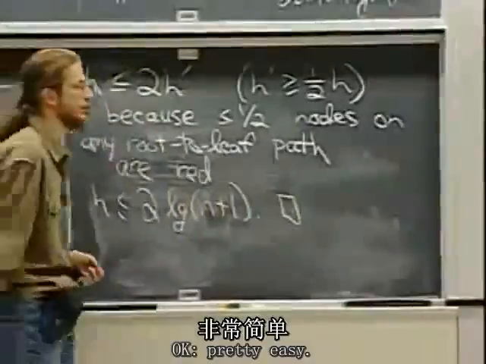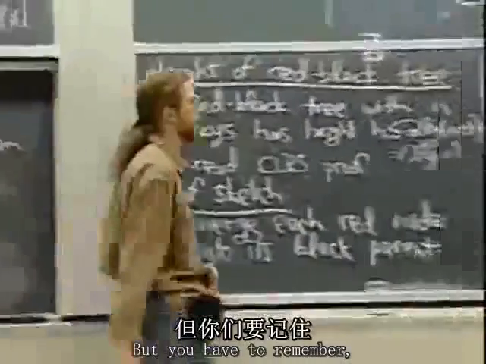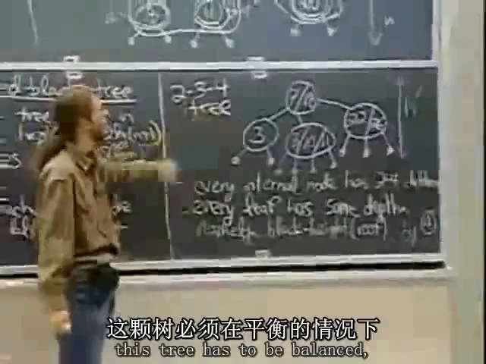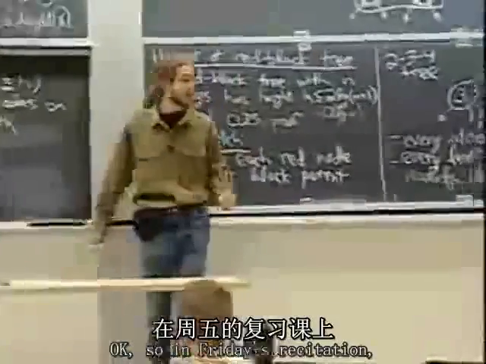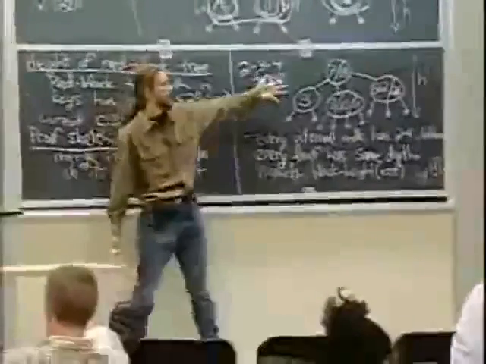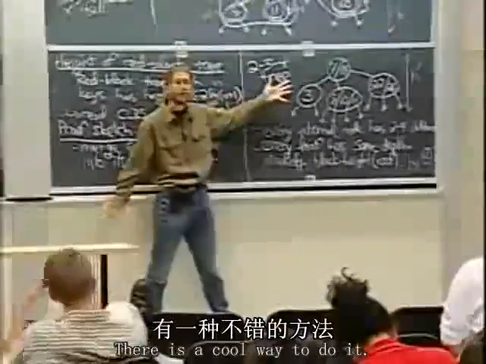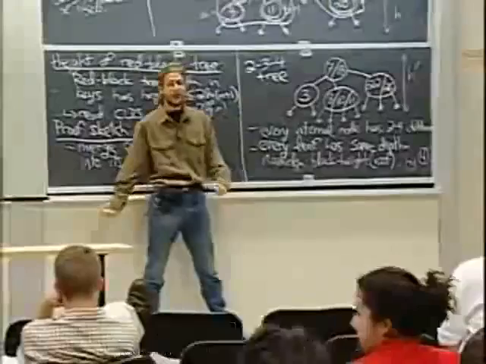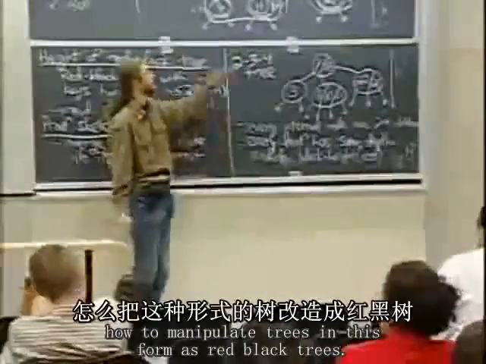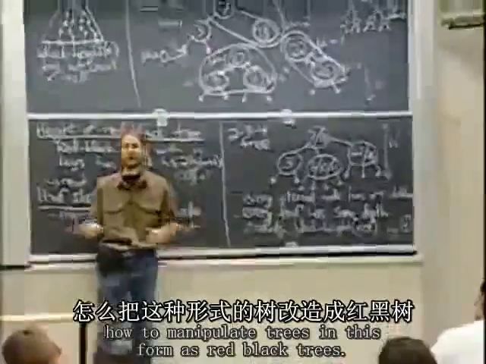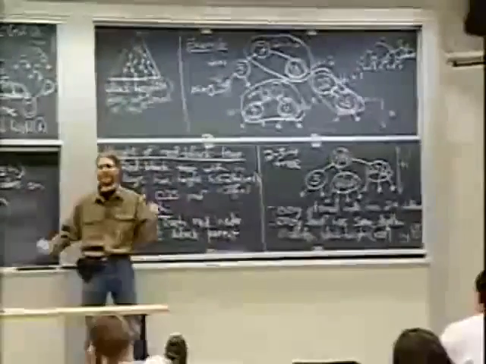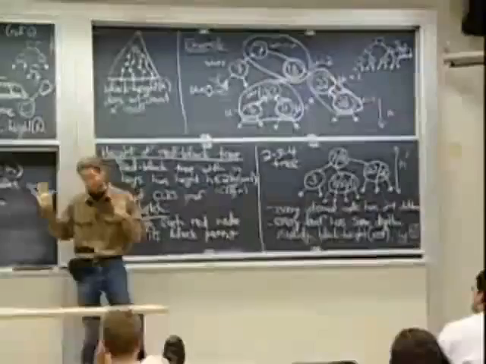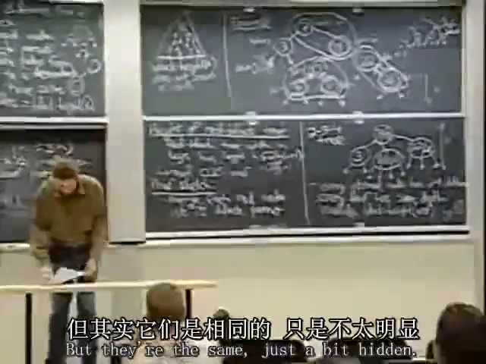Okay, pretty easy. But remember, this tree has to be balanced, and the paths are not too far away from each other. In Friday's recitation, you'll see how to manipulate trees of this form. There's a cool way to do it. That's 2, 3, 4 trees. Today, we're going to see how to manipulate trees in this form as red-black trees. You'll see today's lecture and Friday's recitation, and they won't really seem to relate at all. But they're the same, just a bit hidden.